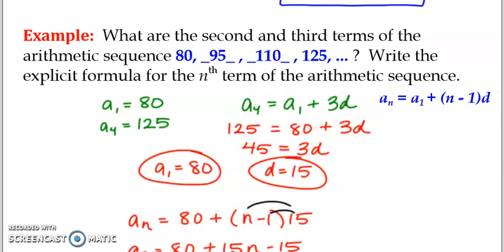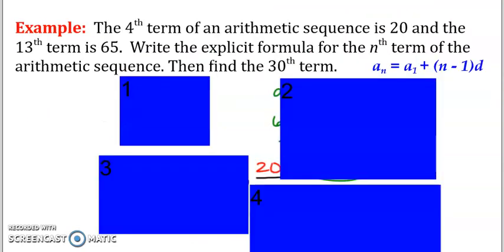Cool. All right. Now with words, I've got the fourth term of a sequence is 20, and the 13th is 65. So right out the gate, I'm noticing that I have no clue what my first term is, and that's kind of worrisome.